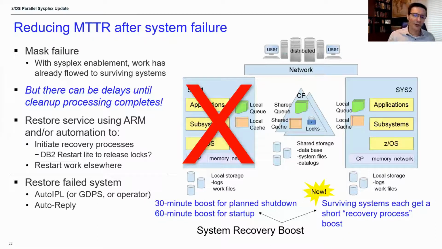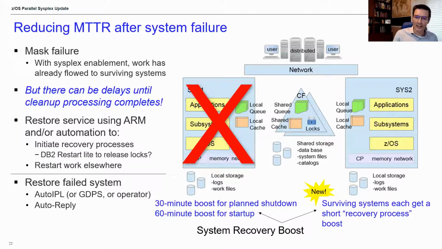So first of all, there are technologies that are already in play to help this process move along. So, we have auto IPL that can help facilitate restarting the system quicker. We have GDPS that can come into play here. We have the concept of auto reply, which is a PARMLIB member that you can configure to avoid operator intervention, to auto respond to certain messages, etc.